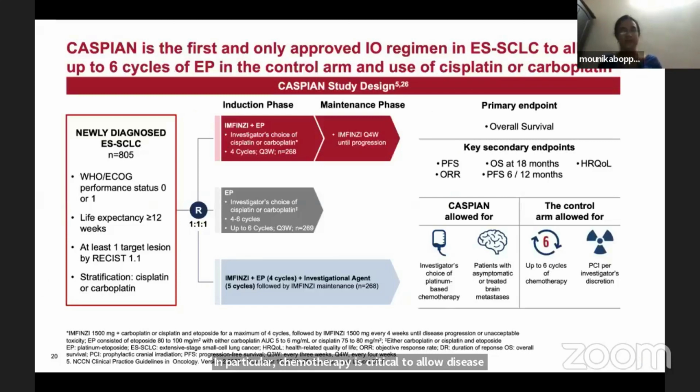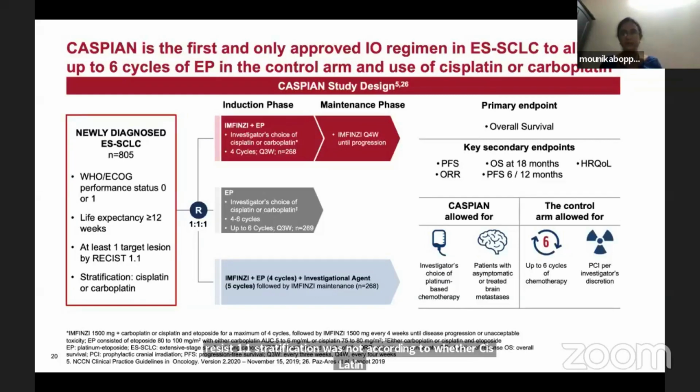So we have the CASPIAN trial, which was the first and the only approved IO regimen in extensive stage small cell lung cancer, where up to 6 cycles of etoposide platinum was allowed in the control arm, and both cisplatin and carboplatin could be used. In brief, the trial design took patients with a WHO ECOG performance status of 0 or 1. Life expectancy of 12 weeks or more should have been there, and at least one target lesion by RECIST 1.1. Stratification was done according to whether cisplatin or carboplatin was used.